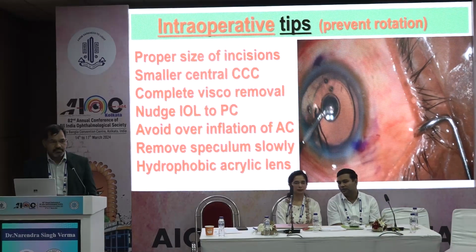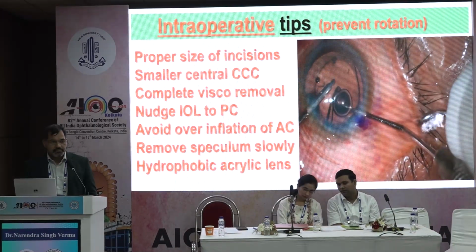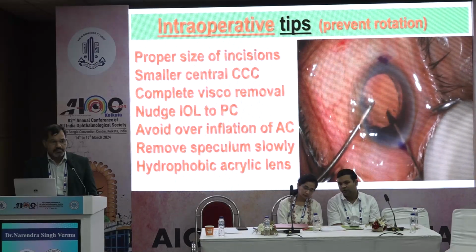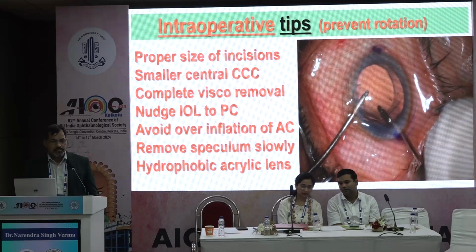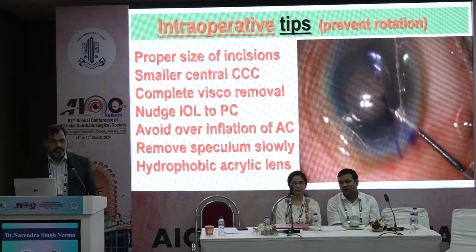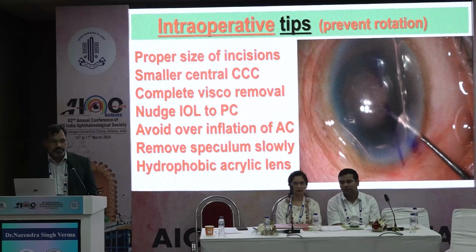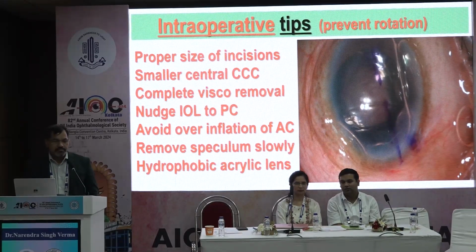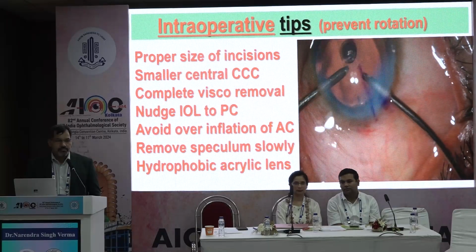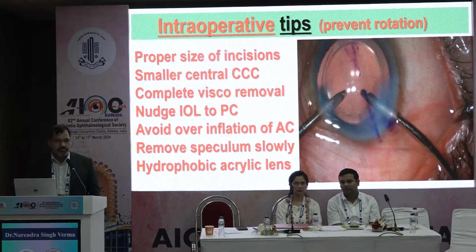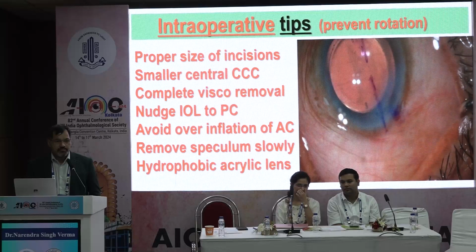Hydroimplantation of toric IOL is a better option. Tilt the lens, move the irrigating cannula behind the lens and wash all the viscoelastic properly. Fill the AC with an air bubble and nudge the IOL to the posterior capsule. After hydration of the wounds, form the anterior chamber by VSS. Avoid overinflation of the AC.